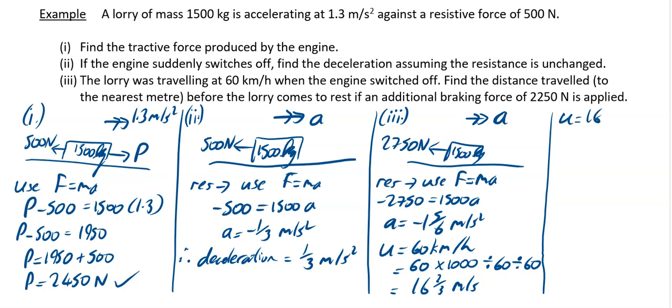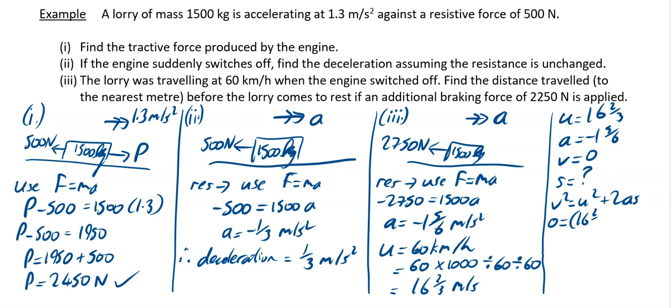So you've got your U is equal to 16 2/3. Your acceleration is minus 1.56. Your final velocity is 0, and we want to find the distance that it takes us to do this. So we're going to be using v squared equals u squared plus 2as, and that's just going to be 0 is equal to 16 2/3 squared plus 2 times the minus 1.56 times your s, and a wee bit of working out which I'm going to omit because I have run out of space.